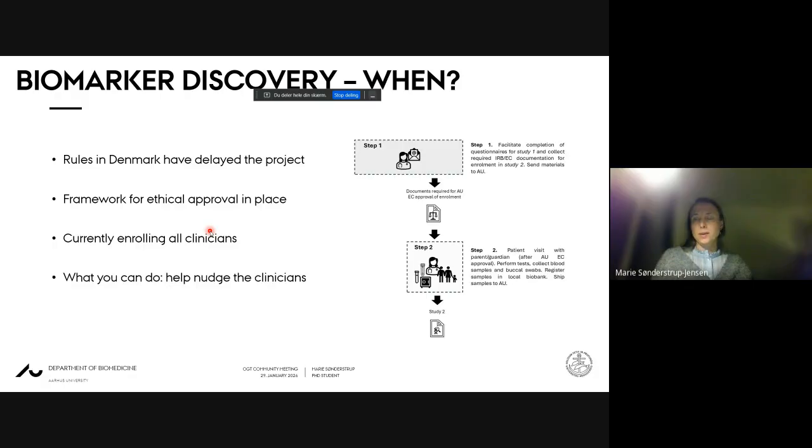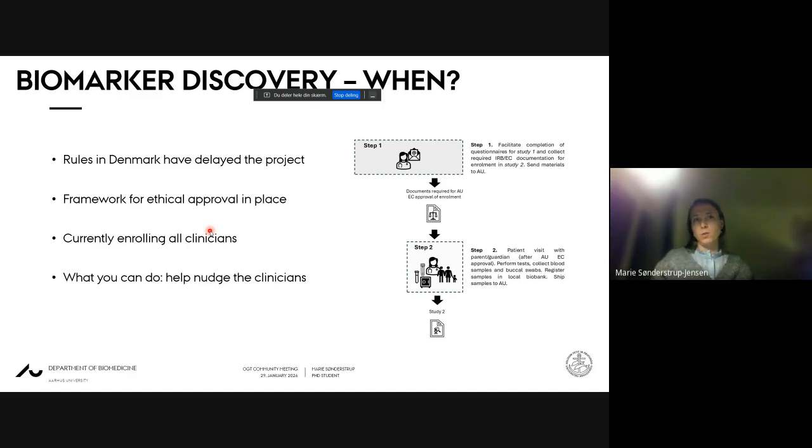So we know exactly what to ask the clinicians to get them approved in our ethical application. And that is what we're currently doing. We're asking clinicians that have agreed to participate in the study to give us the documentation that we need to enroll them in our study. And if you can, please help nudge the clinicians. I'm doing what I can, but maybe if we attack from different angles, it will be even stronger.